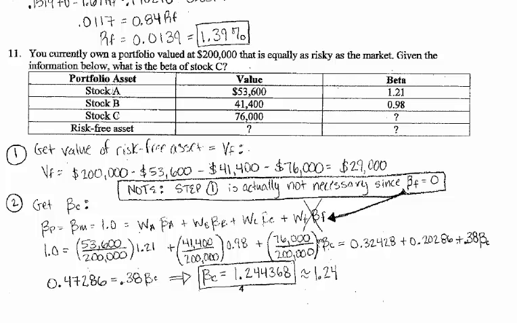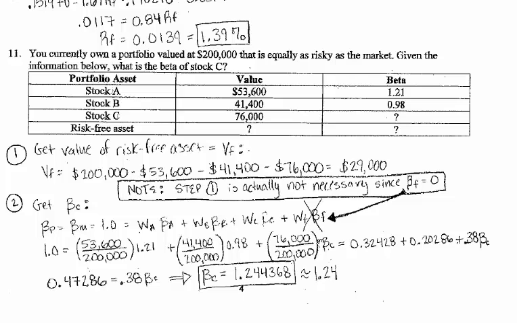Now how are you going to find these weights? Well, in this case, they didn't give me a percentage, so I got to figure out the percentage. I know what the value is for each stock, and I know the overall value of the portfolio, so I can just use a ratio and get a percentage there. So my weight of A, for example, is going to be 53,600 divided by 200,000. My weight of B is going to be 41,400 divided by 200,000, and my weight of C is going to be 76,000 divided by 200,000. So that's how I get the weights.